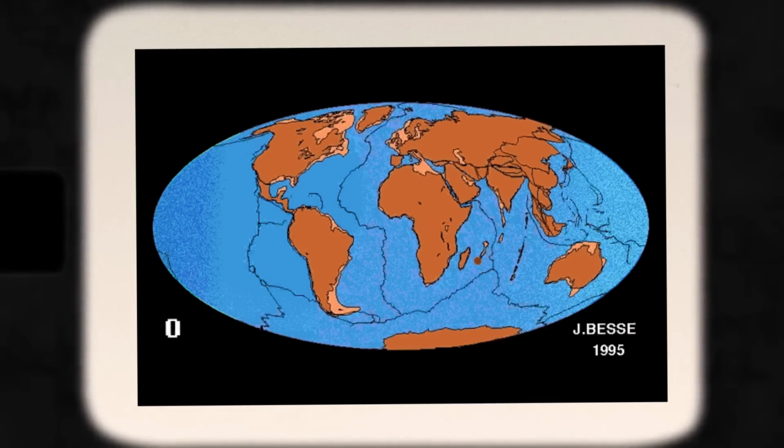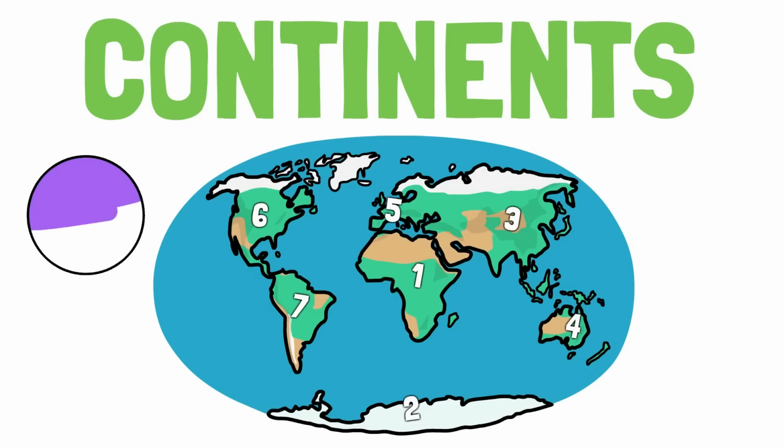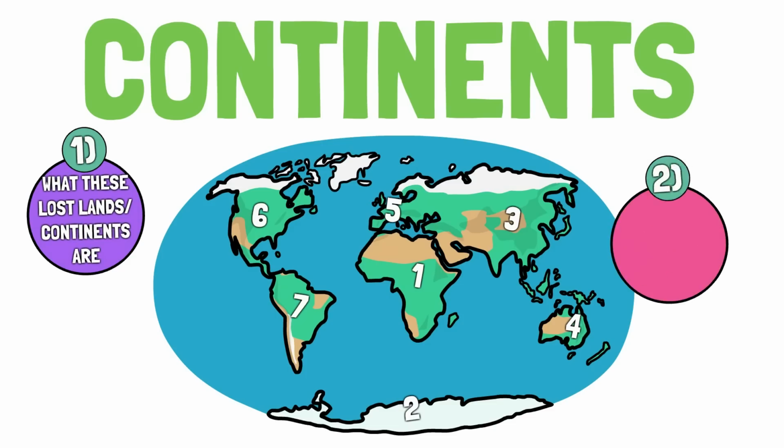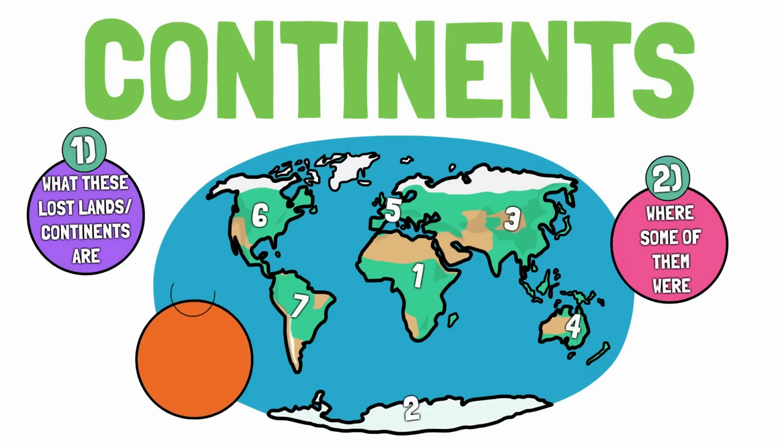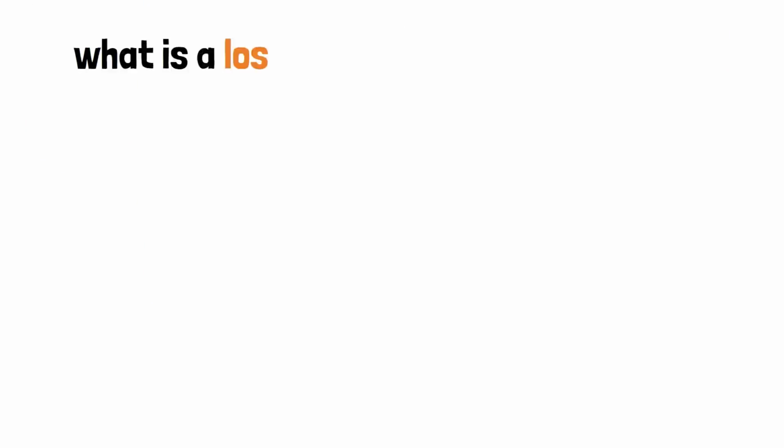Some continents simply disappeared off the face of the earth, either due to the rising of water levels or to other events. So in this video, we're going to understand what these lost continents or lost landmasses are, learn where some of them were, and understand why they disappeared. Let's start with a quick definition of what a lost continent is.